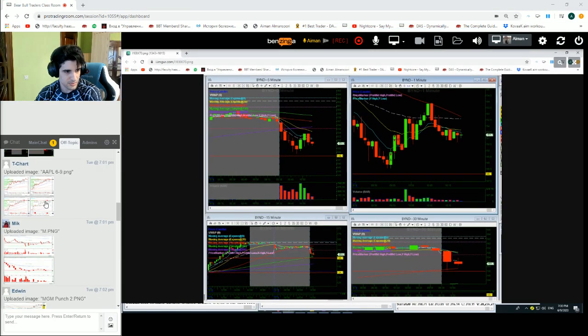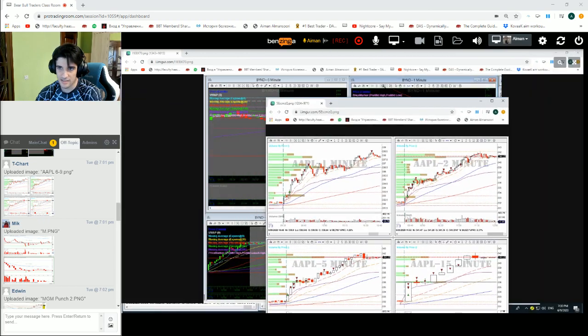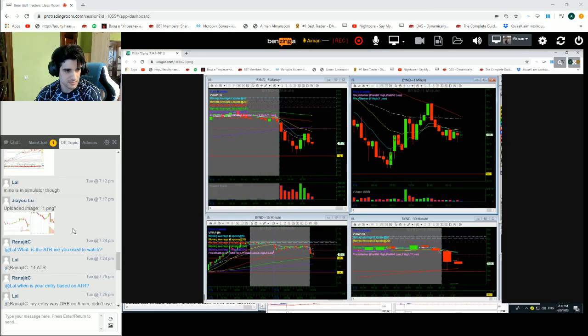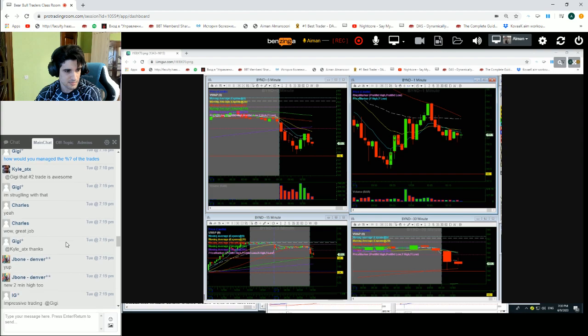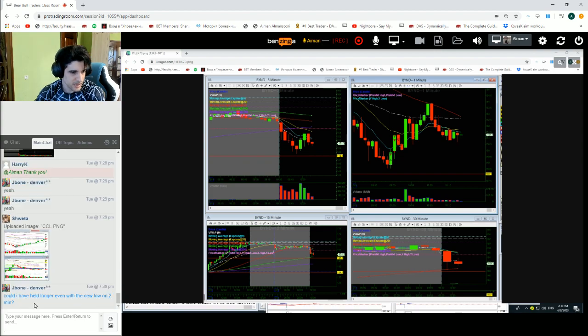Let's see what you did there, and then T chart. Could I have held longer even with the new 2-minute low? Yeah, J-Bone. I usually hold longer even if there is a new 2-minute low. 2-minute lows, I could hold against that, but a new 5-minute low, that's definitely a signal for me to bail.